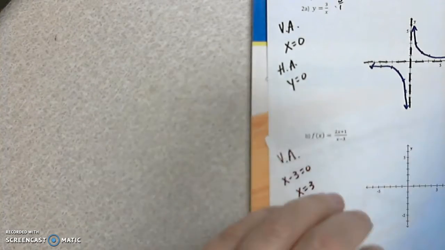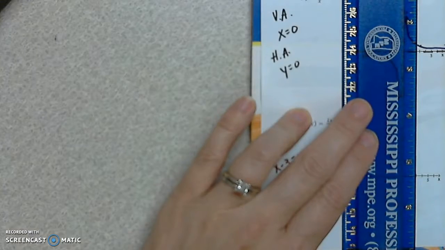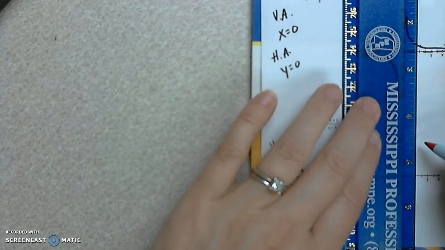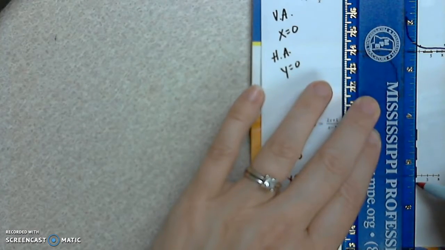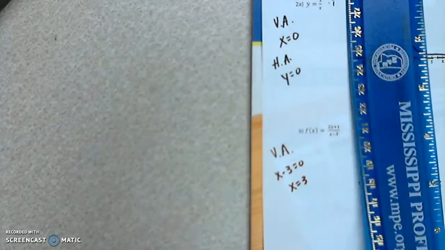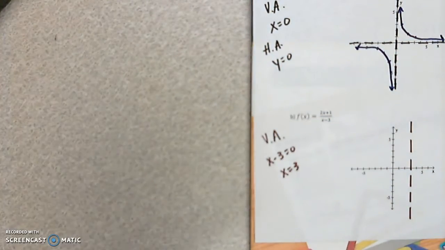So I need a ruler to do that because I can't draw a straight line. Alright, so there's my vertical asymptote at x equals 3.